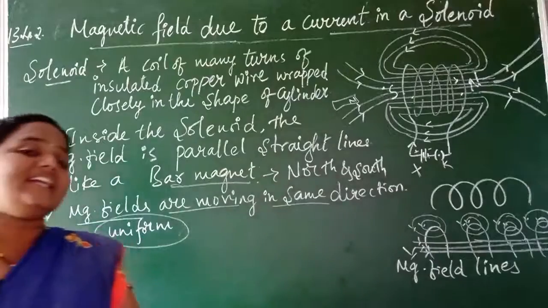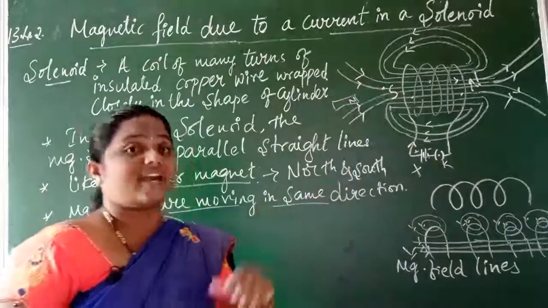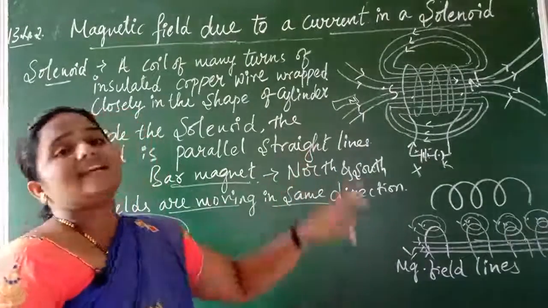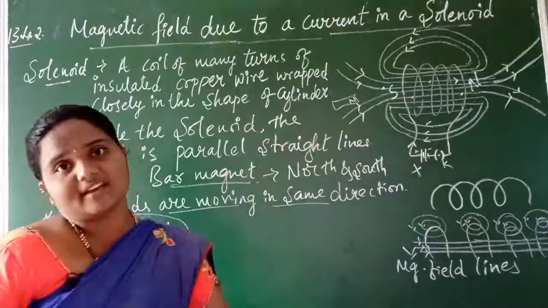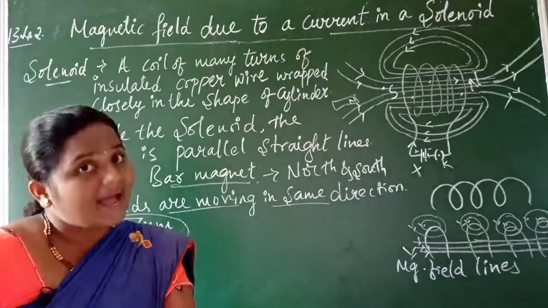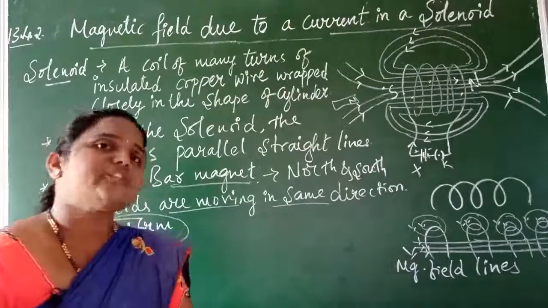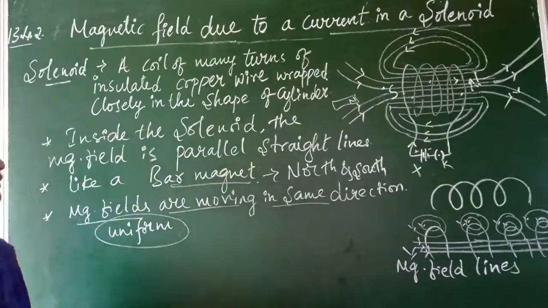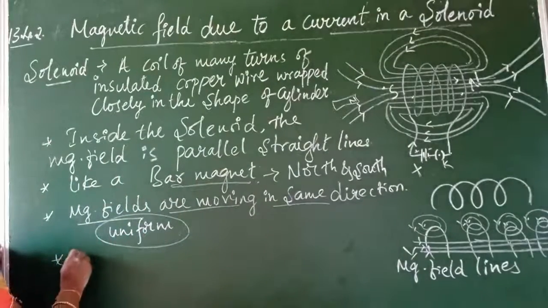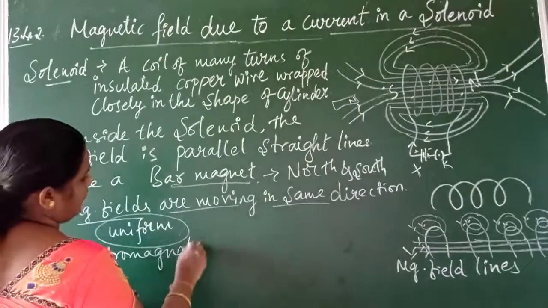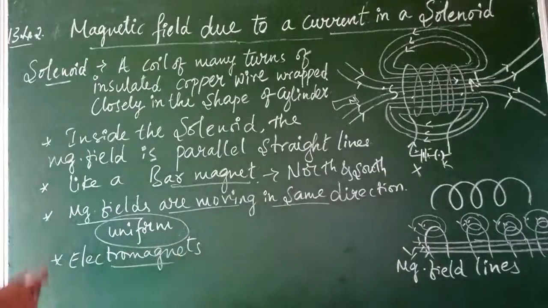A strong magnetic field produced inside a solenoid can be used to magnetize magnetic materials like soft iron, isn't it, children? In order to magnetize that, a solenoid is widely used, and especially in the preparation of electromagnets. Solenoids are widely used. You know, children, what are electromagnets?